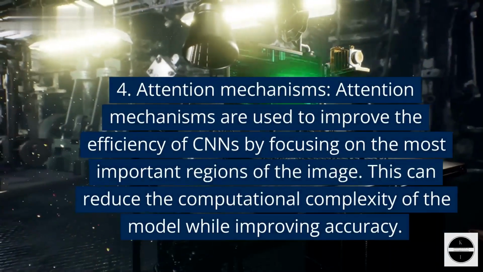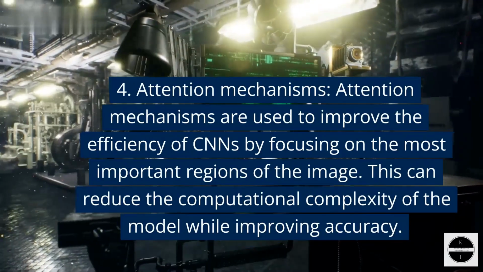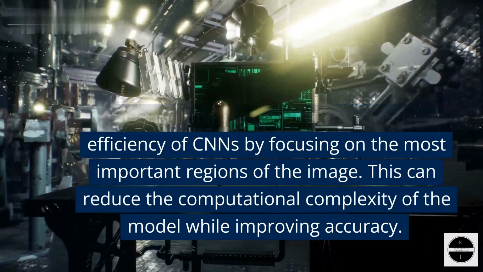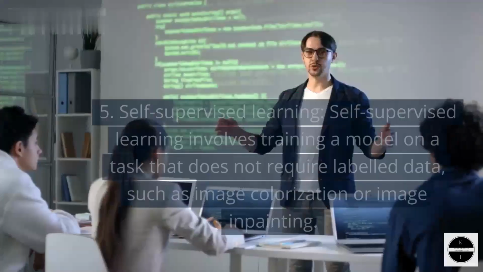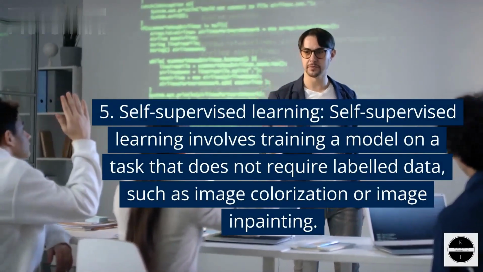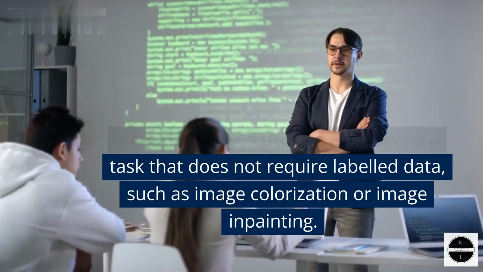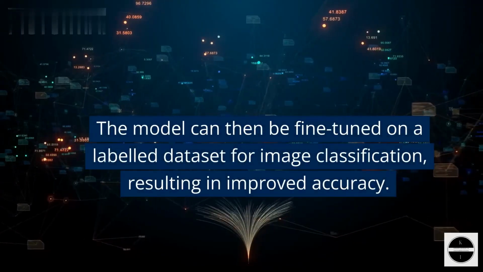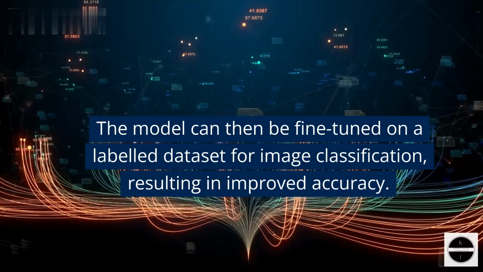4. Attention mechanisms. Attention mechanisms are used to improve the efficiency of CNNs by focusing on the most important regions of the image. This can reduce the computational complexity of the model while improving accuracy. 5. Self-supervised learning. Self-supervised learning involves training a model on a task that does not require labeled data, such as image colorization or image inpainting. The model can then be fine-tuned on a labeled dataset for image classification, resulting in improved accuracy.